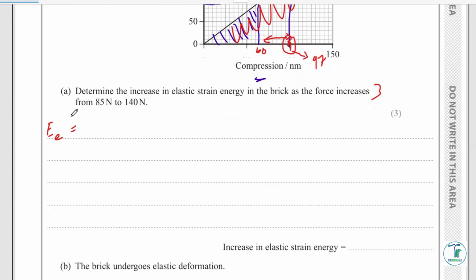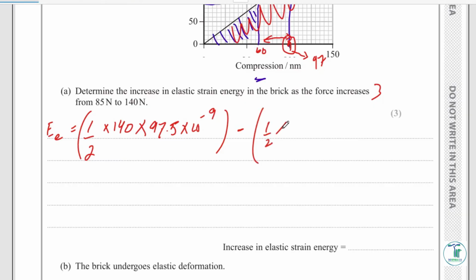So the elastic potential energy has to be something like 1 by 2. First of all, 140, the extension is 97.5. It was nanometers, so 10 raised to the power minus 9. This is the total work done up till 140. You need to take it away from 1 by 2 times the other thing, which is 85 times 60 times 10 raised to the power of negative 9.